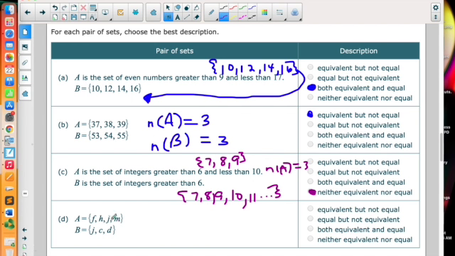Next one. A is F, H, J, and M. There are 4 elements. B is J, C, D, 3 elements. They are not equivalent. They don't have the same number of elements, and they are not equal. They don't have the same elements except for that J, but they got to have the exact same all the way.